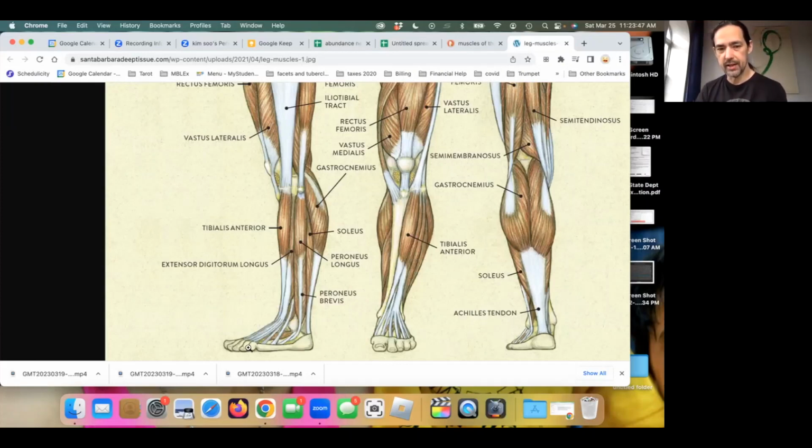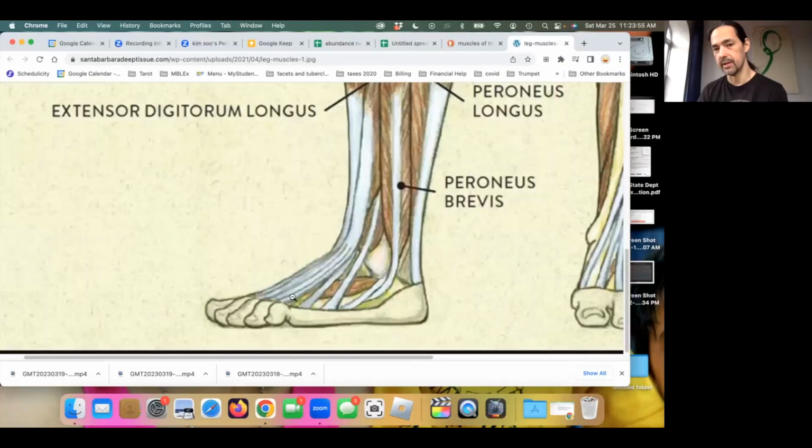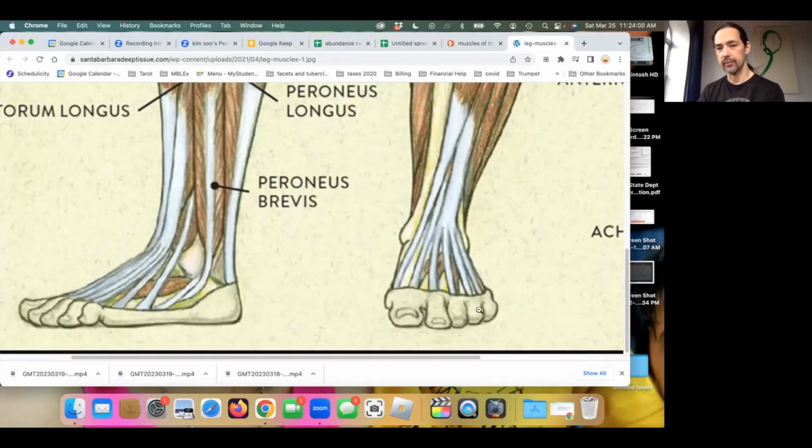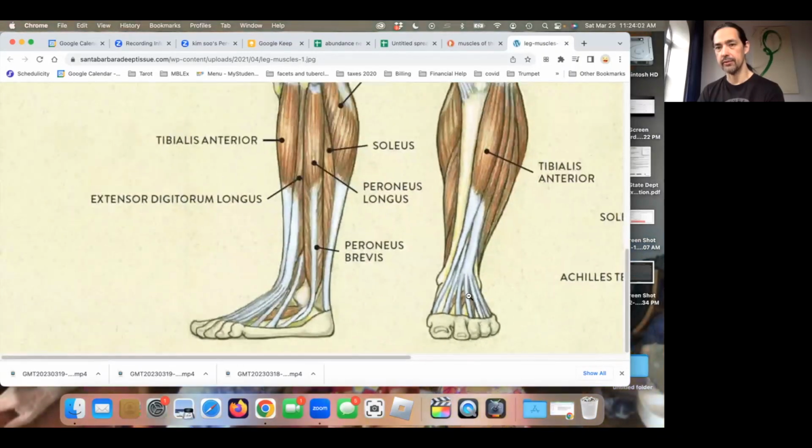And then you can see the outer edge or the lateral edge of the foot. Right here's the pinky toe, so that's lateral, and here's the big toe or the great toe, so that's the medial portion. So this is the side. This is looking at it from the front. This is the anterior view.